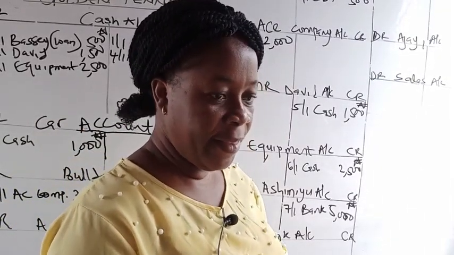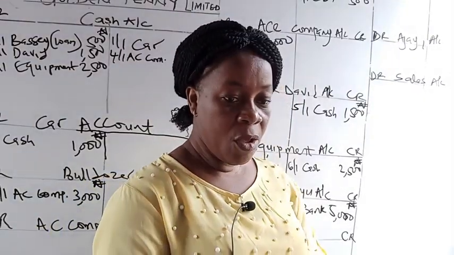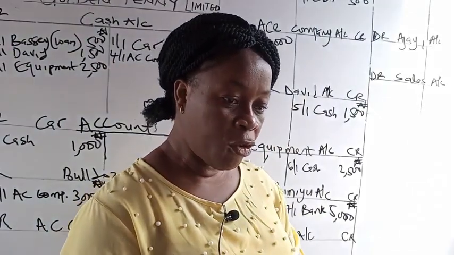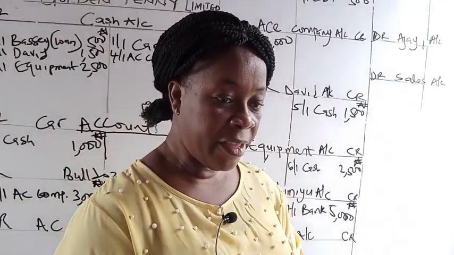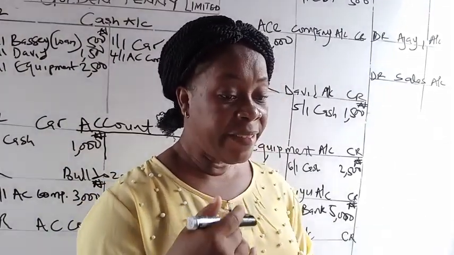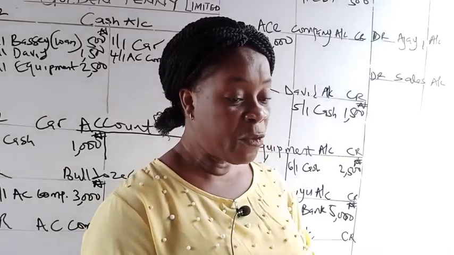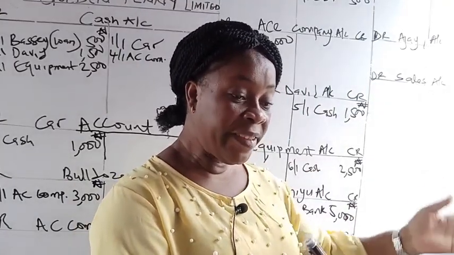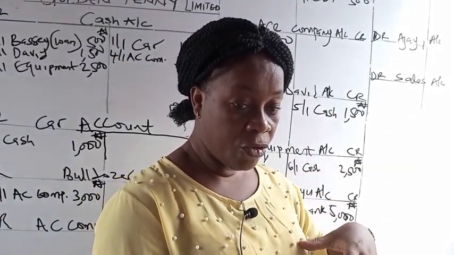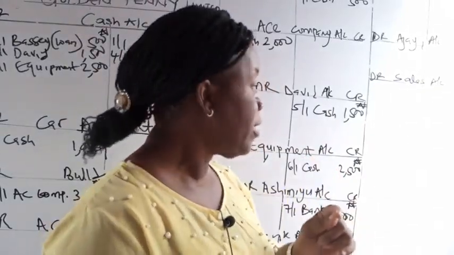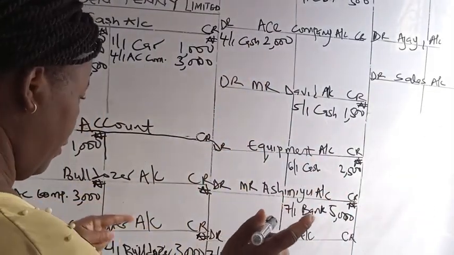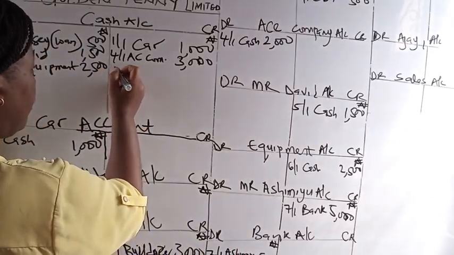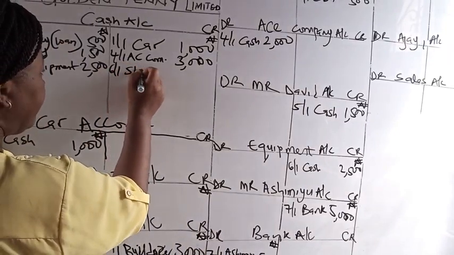January 6, bought stationery by cash, 500 naira. The expenses incurred on the purchase of stationery increased. And whenever there is increase in expenses, such expense will be debited. And the cash that was paid in exchange for the stationery incurred, we are going to credit it because it decreased cash. So, 6-1, stationery.